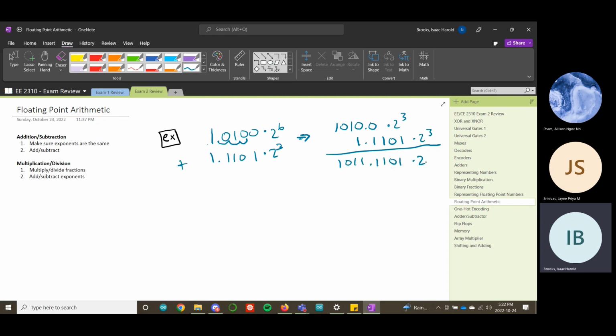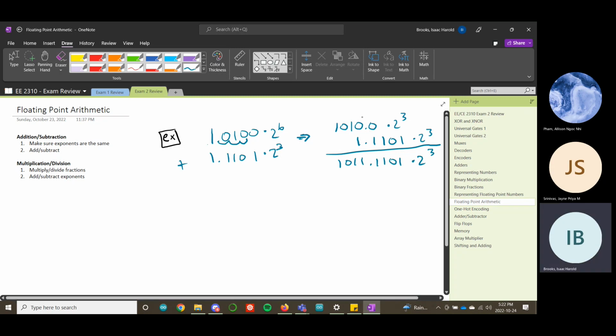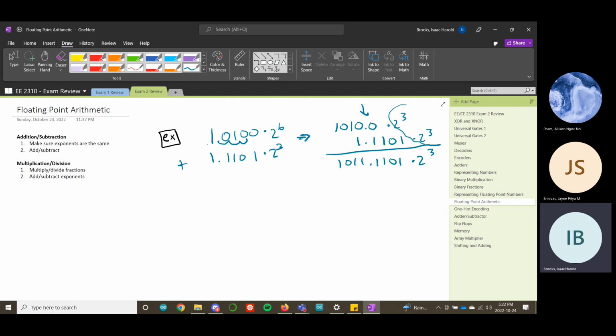1011.1101 times 2 to the 3. So make sure you line up the radix points, and then you can add normally as long as the exponents are the same. And this is the same thing in decimal that you've probably seen before.